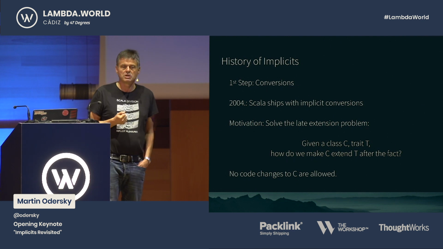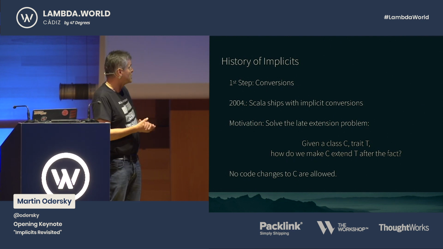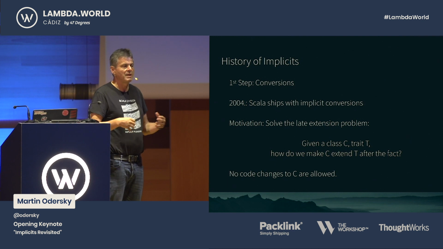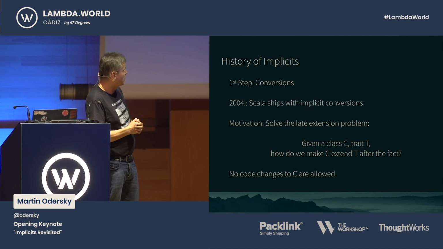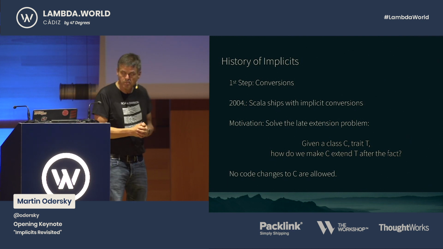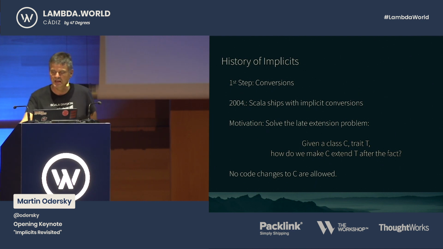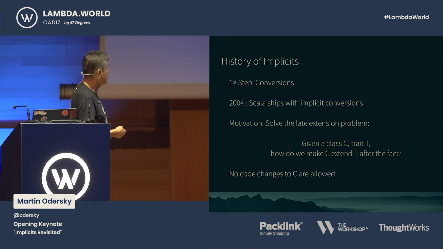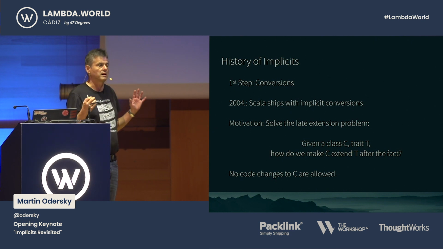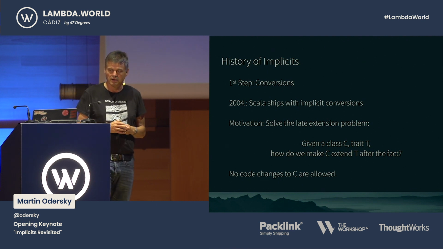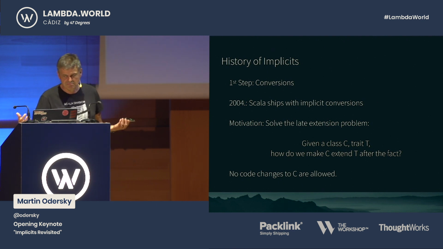Why did the language have implicit conversions? The motivation was to solve the so-called late extension problem, which was a fairly burning problem for object-oriented programming at the time. The problem was: if you have a class C and a trait T, how do we make C extend T after the fact, without changing the code of C? No code changes to C are allowed. At the time, it wasn't clear what a good solution would be.